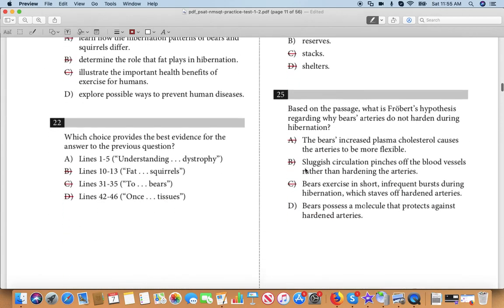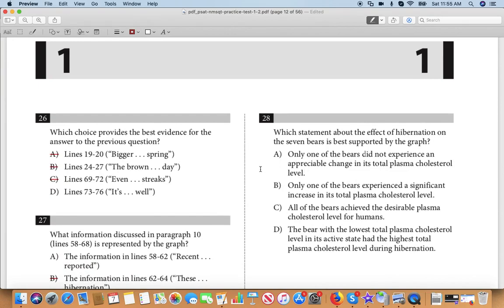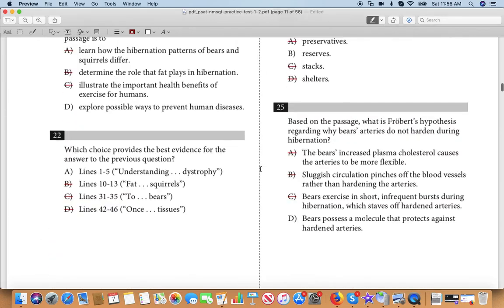I don't think you're reading the question carefully. I need you to read the question one more time. Only one of the bears did not experience an appreciable change in its total plasma cholesterol level. Only one of the bears did not experience an appreciable change, which means 6 of the bears experienced an appreciable change. Only one didn't. Does that make sense or no? I believe so. So, did only one of the bears not experience an appreciable change in total plasma cholesterol level? Yes or no?